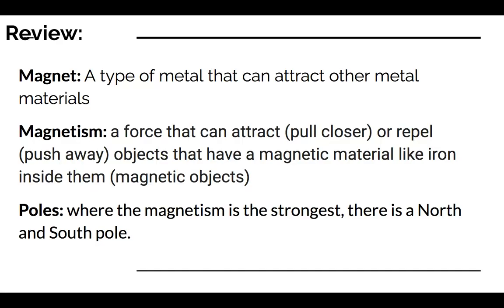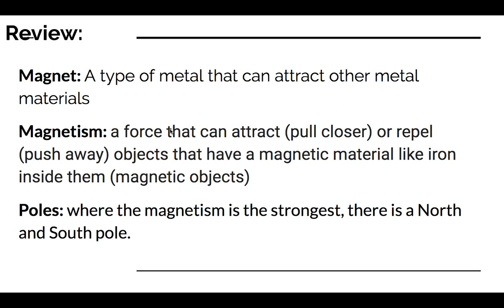So let's review what we talked about yesterday. A magnet is a type of metal that can attract other metal materials. Magnetism is a force that can attract or repel objects that have magnetic material like iron inside of them. And we're going to go into more detail about that today. Something I want to point out is our vocab words we also talked about yesterday: attract, which is to pull closer, and repel, which is to push away. Attract, pull closer. Repel, push away.